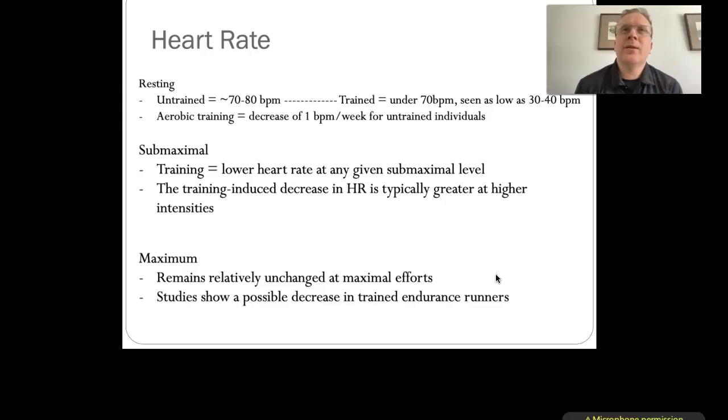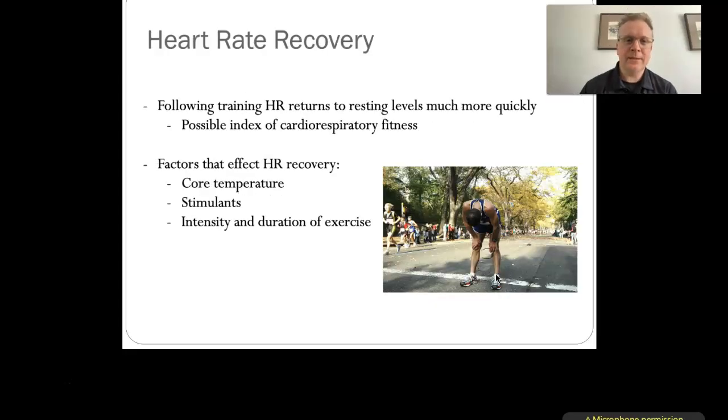I'd like you all to think through what would lead to a decrease in those trained endurance runners. I think the biggest thing research is saying is the increase in stroke volume. The more efficient the heart is, the more blood it pumps per beat, and at that maximal level we could see a possibly lower heart rate due to the efficiency of the heart. I think that's interesting.